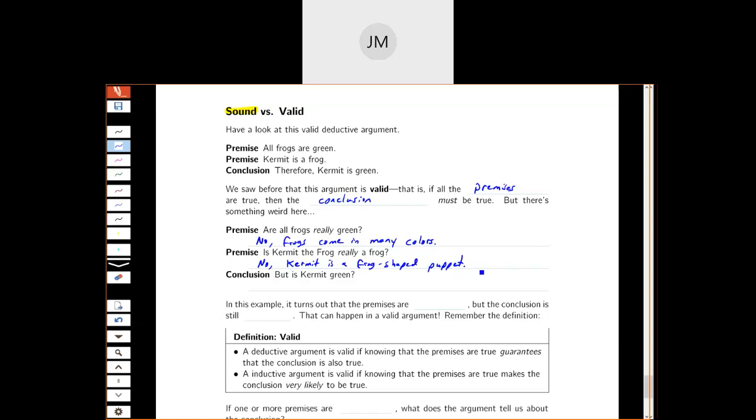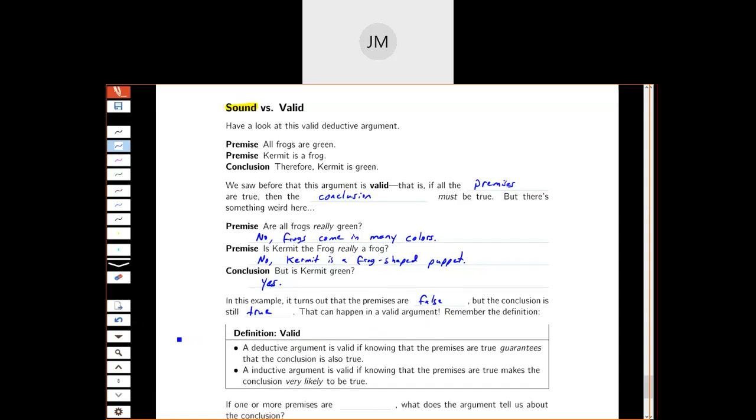So when I make statements about frogs, they might not apply to Kermit. If a frog breathes through its skin, well, Kermit the Frog doesn't breathe, because he's a puppet. The conclusion, is Kermit green? Yeah, he is. So in this example, it turns out that the premises are false, but the conclusion is still true. And that can happen in a valid argument.